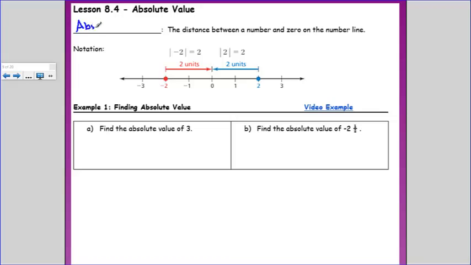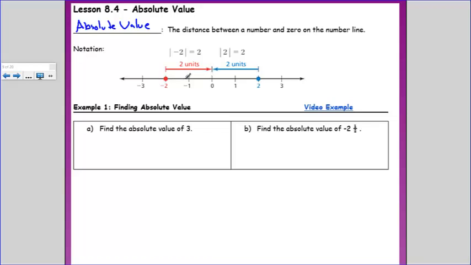The absolute value is the distance between a number and zero on a number line. This might be one of the easiest definitions that we take care of all year. So basically, if you ask for the absolute value of 2, the answer is 2 because it is 2 away from 0 on a number line. If you ask for the absolute value of -2, the answer is also 2 because it's 2 away from 0, just in the opposite direction.